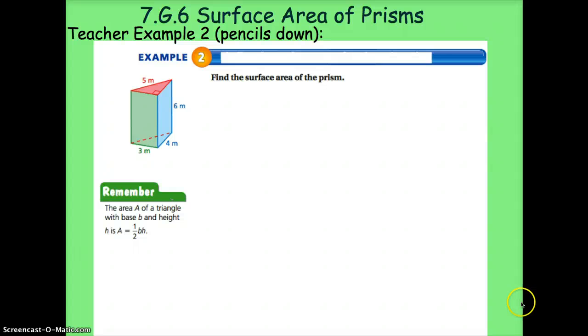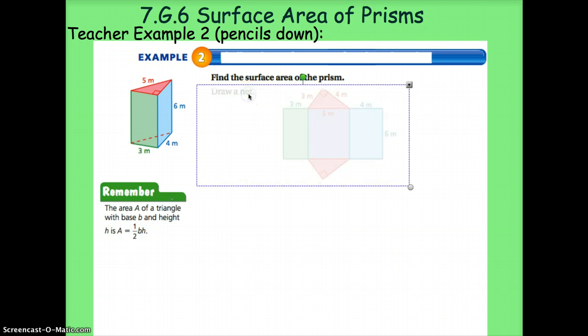Okay, let's take a look at teacher example 2. So your pencil should be down. Find the surface area of the prism. So notice I'm going to do exactly the same thing. The only difference is my bases are no longer rectangles. Now they are triangles. So I draw my net so that it's easy to see.